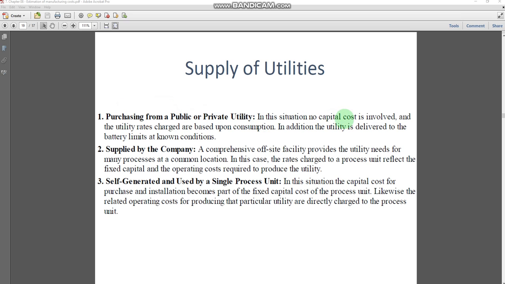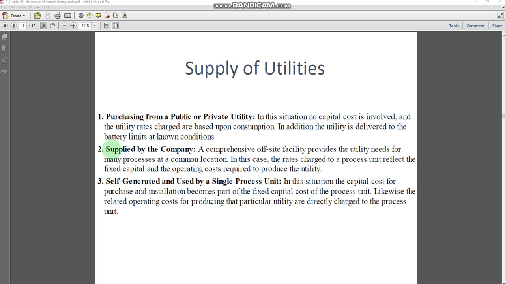In this situation, no capital cost is involved. Okay, so there is no involvement of the capital cost, and the utility rates charged are based upon consumption. In addition, the utility is delivered to the battery limits at known conditions. Okay, so simply you can place an order and you would directly get the utility at your plant. Maybe you can assume that if you want to replace the catalyst, then you have to just place an order and it would arrive at your plant.